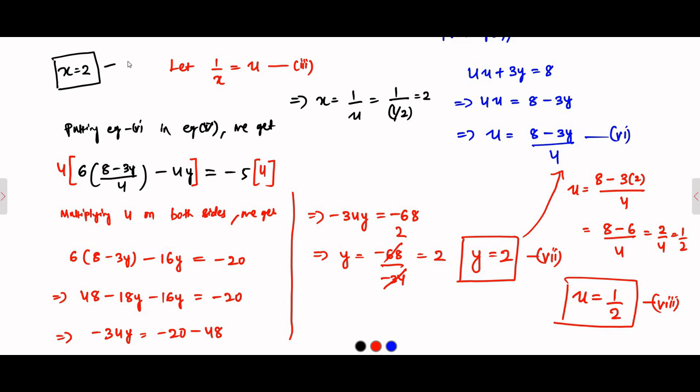Okay, x is equal to 2. So we have got the solution of the given linear equations in two variables as x is equal to 2 and y is equal to 2.